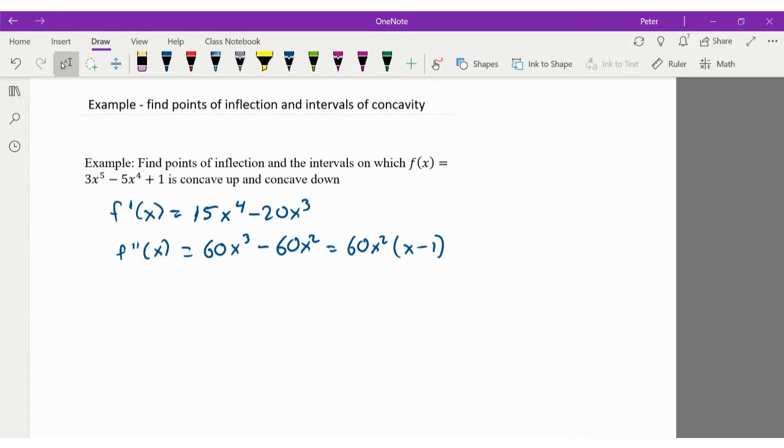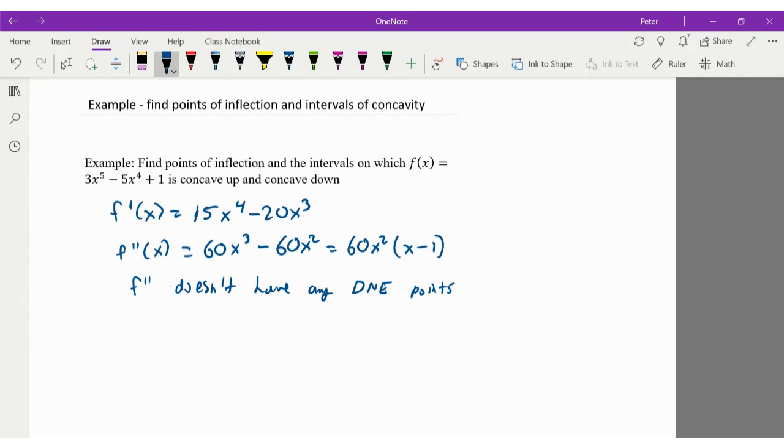So, all right, what we can see is that f prime prime doesn't have any does not exist points. There's no place. F prime prime is just a polynomial function.